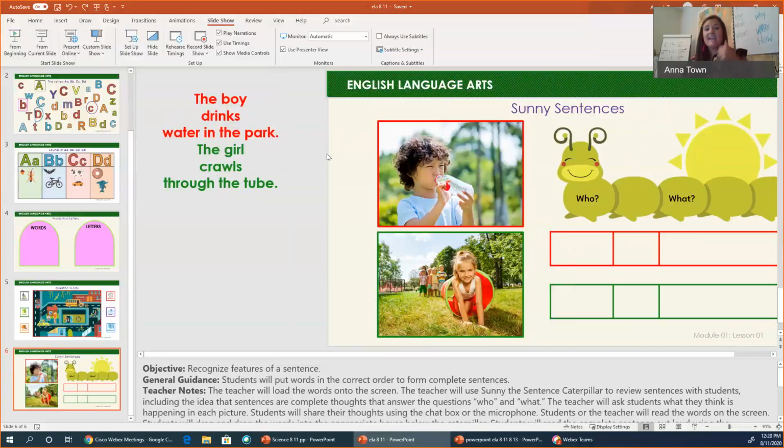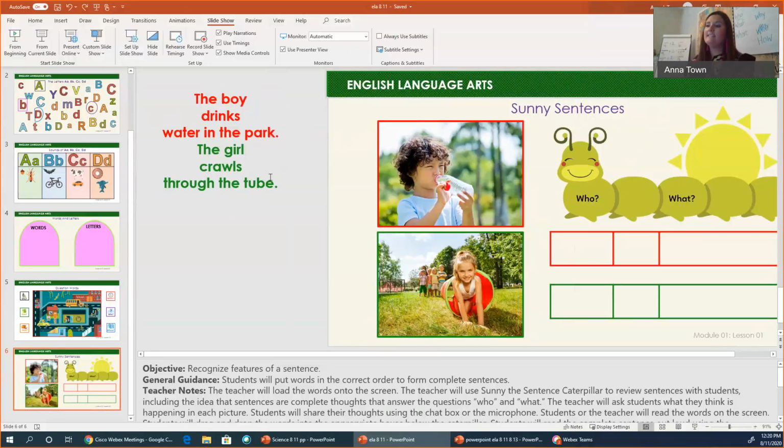You should have had a thumbs up. It's a complete sentence. The who is the boy. The what is he's drinking water. It even gives a where in here, which says the park. So it has a who, what, and a where. But we focus on the who and the what for a complete sentence. So the boy, and he's drinking water.